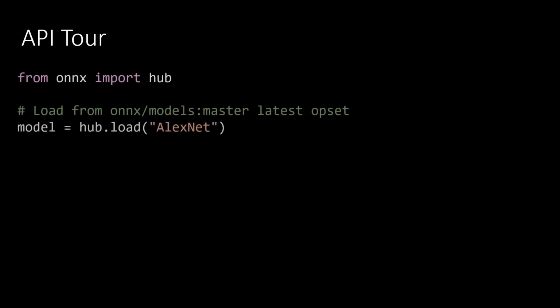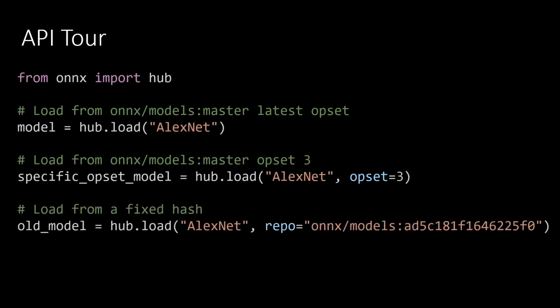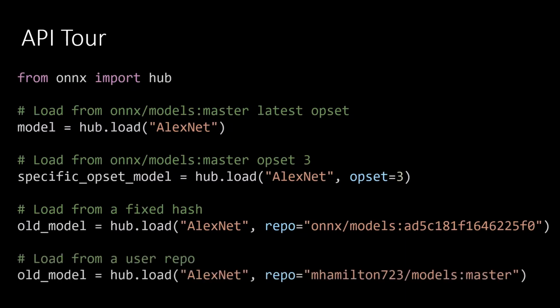Now that we've seen the main architecture, we can give a quick tour of the API. You can import the hub from the main ONNX package and use that to load any of the models by name. If you wanted a particular version, you can pass in the opset keyword. And if you wanted to go even further and pin the entire thing to a particular fixed hash of the ONNX model repositories for, say, reproducibility, that's possible as well. And you can also download from user repositories, enabling private or custom style deployments.